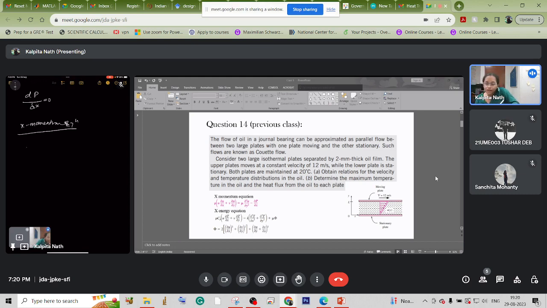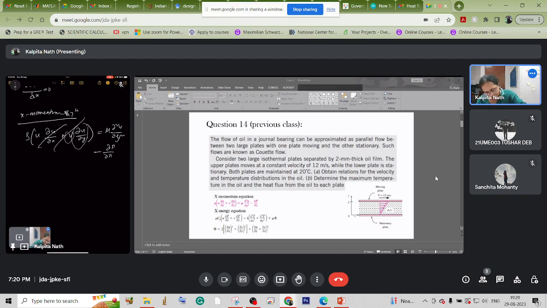So, it's already given in the question, that is rho (u ∂u/∂x + v ∂u/∂y) = μ ∂²u/∂y² − ∂p/∂x. Now, from here, ∂u/∂x is 0, and ∂u/∂y is there, but v is 0 at the same time. So this will be 0, and ∂p/∂x is 0. So, obviously, ∂²u/∂y² is equal to 0.